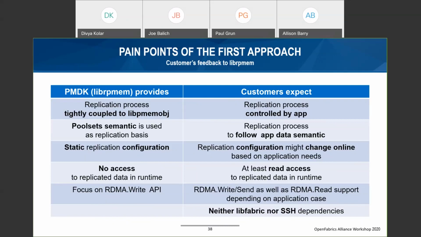There was also a limitation that we are not able to use anything other than the RDMA write and read API for the application. And that was a big complaint, because an application would like to share the same RDMA connection for reading and writing, but also for a sending and receiving channel for bookkeeping. And finally, we are asked not to use libfabric and SSH in our solution. And based on this feedback, please, next slide.